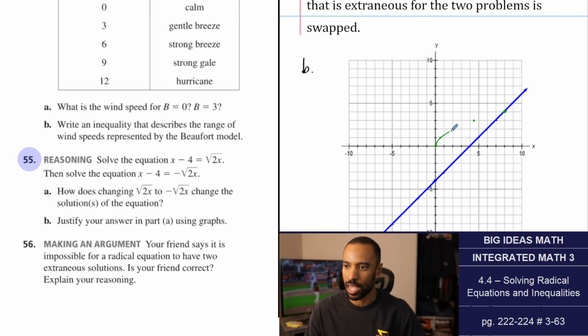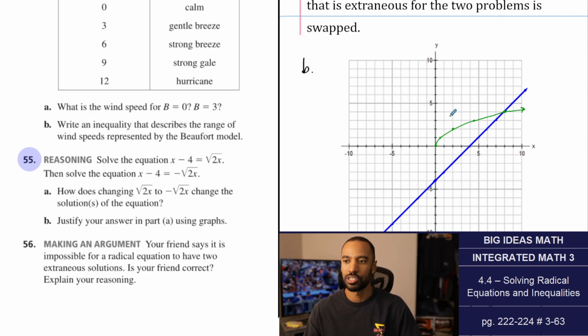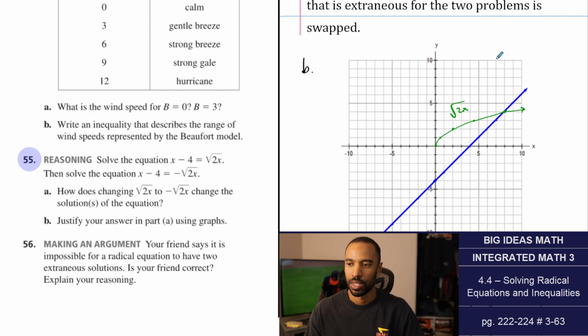So there's this one right here. When x equals 8, you have a solution for the top version of this, positive root 2x. Now, negative root 2x I'll do in purple. It's the same graph, but flipped over. This is 1/2 negative 1, at 2 negative 2, and look where this one hits.